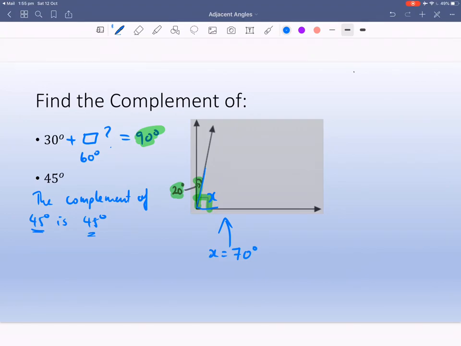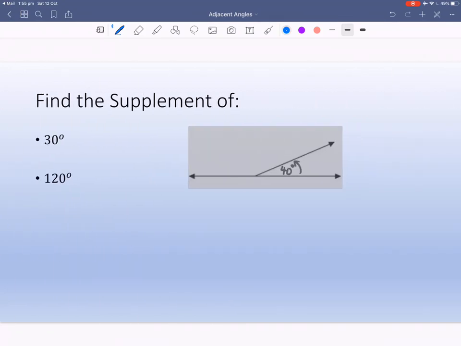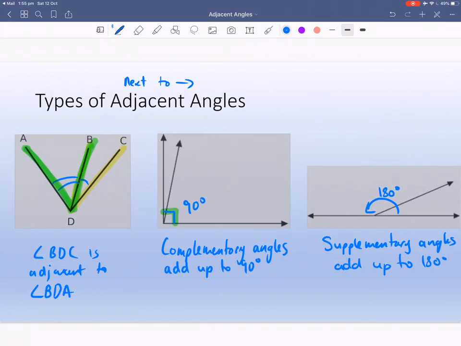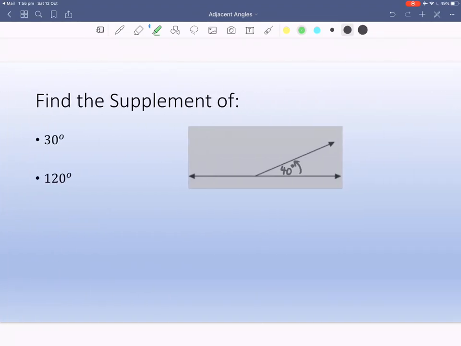All right, we're going to do the same thing for supplementary. Make sure you write these down. What's the supplement of 30? Now, we're not adding up to 90 anymore. Remember, supplementary angles add up to what? 180 degrees. So what number plus 30 equals 180? The supplement of that will be 150, because 150 plus 30 equals 180 degrees.